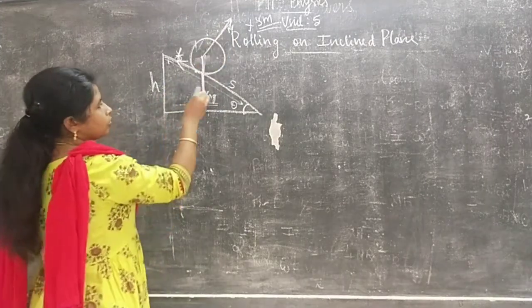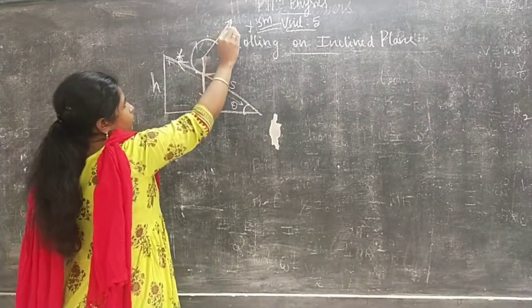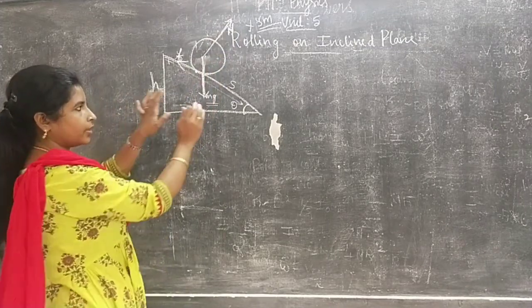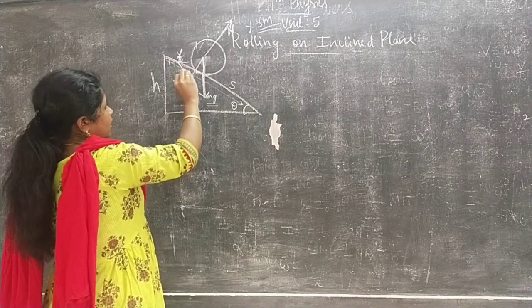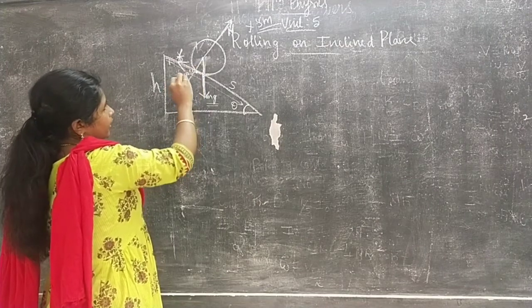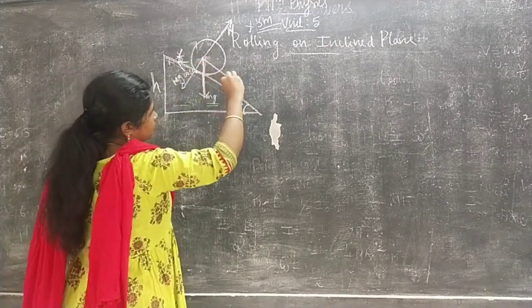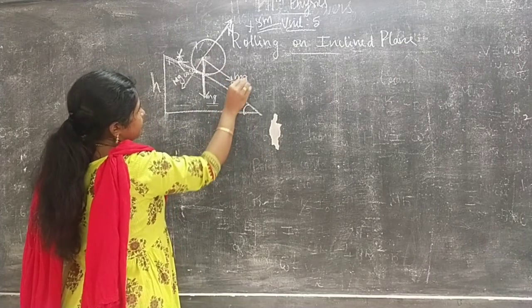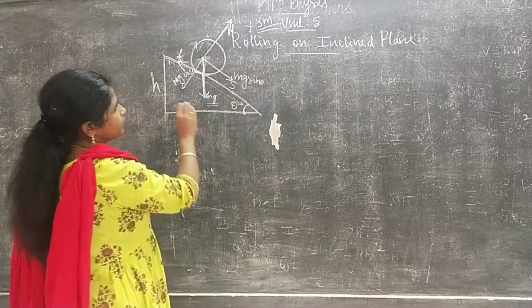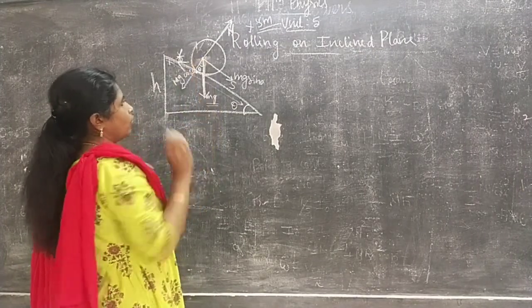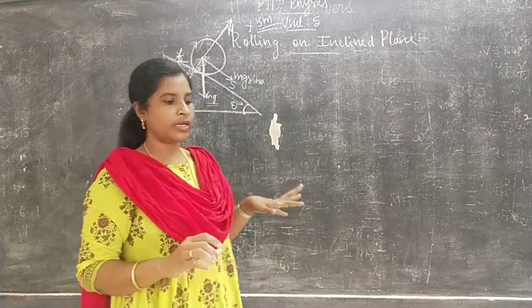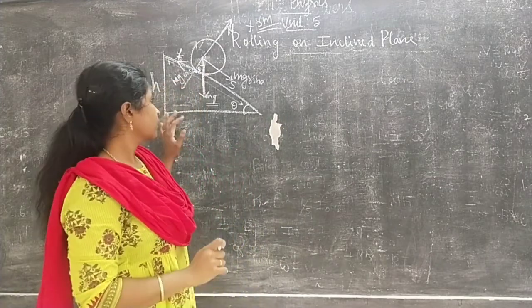Now we split the gravitational force: one component is mg cos theta, and the other, along the incline, is mg sin theta. So using this free body diagram, we are going to find out the acceleration.